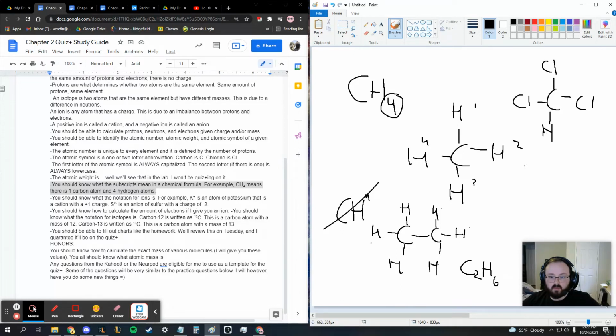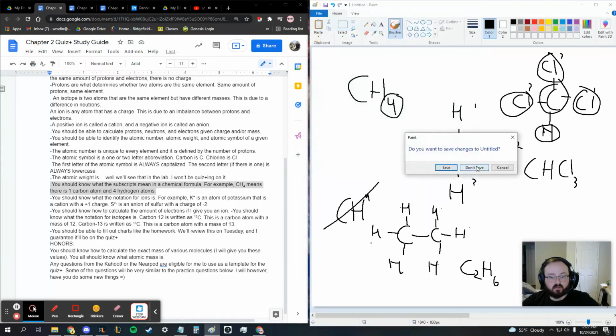Now, if we had something that looks like this, there's only 1 carbon, 1 hydrogen, so we don't write anything, and then 3 Cls. So this 3 means that there are 3 Cls, 3 chlorine atoms. 1, 2, 3. Again, this is 1 atom, 2 atoms, 3 atoms, 4 atoms, and 5 atoms. This is actually chloroform, if you've probably heard of that.